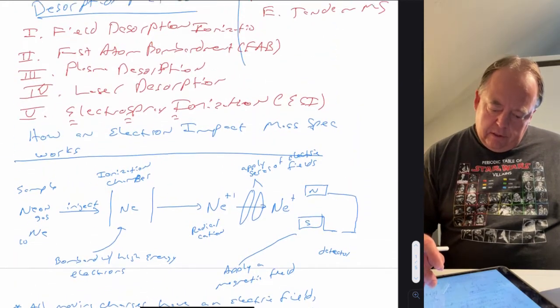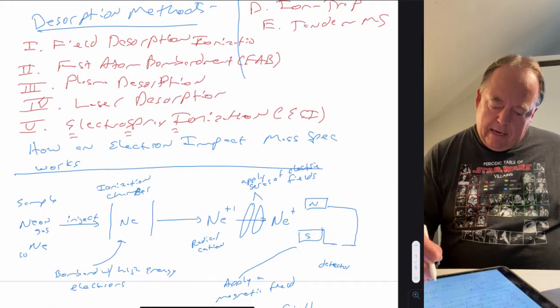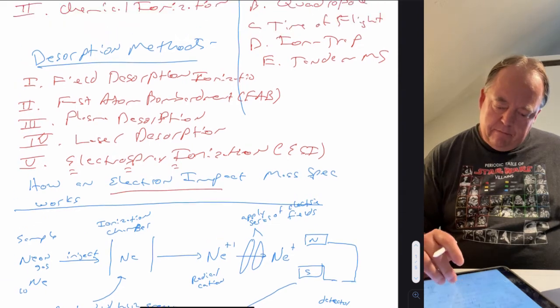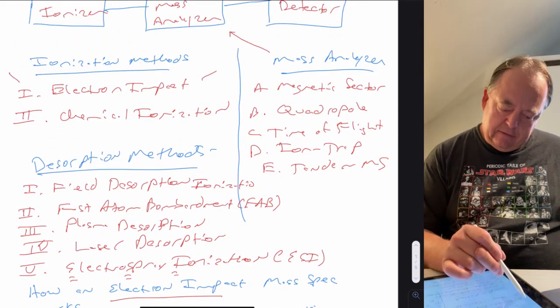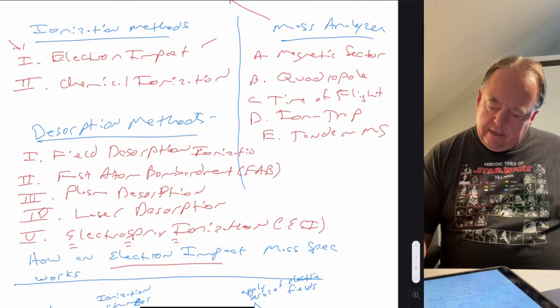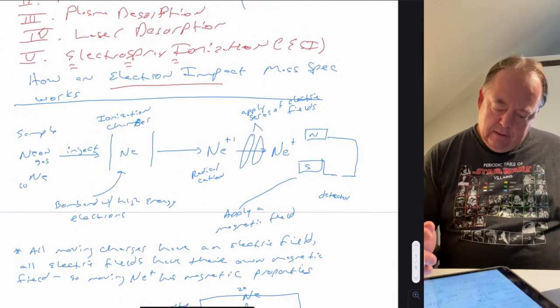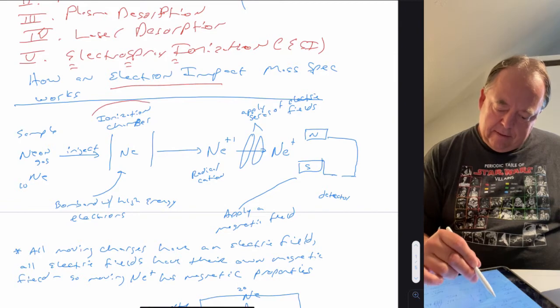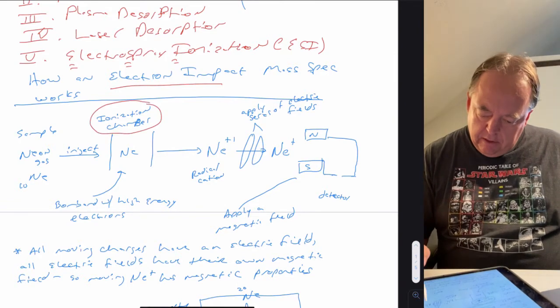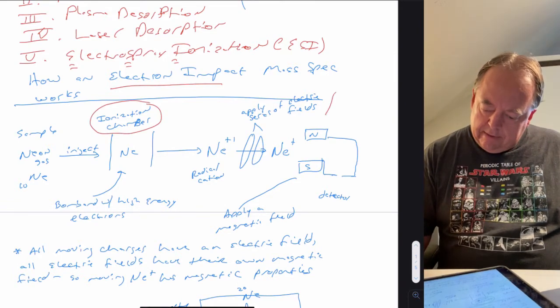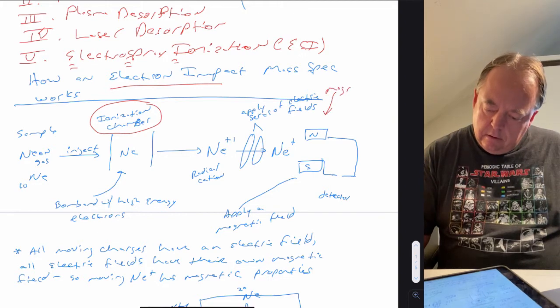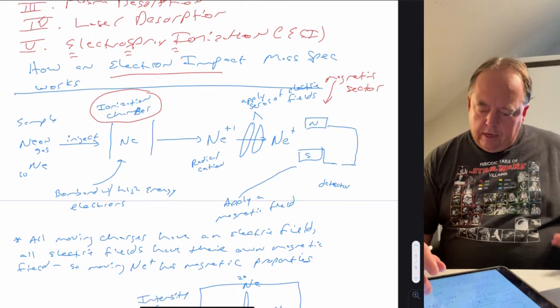Okay, so let's go through how an electron impact instrument works. Electron impact is the ionization method, and it's going to have a magnetic sector mass analyzer in it. So this would be where the electron impact is, in the ionization chamber, and then this would be the magnetic sector. So we'll go through how that instrument works.